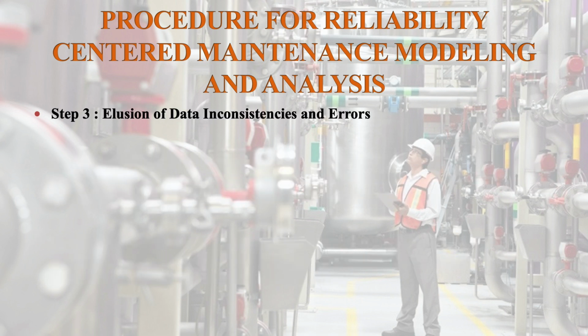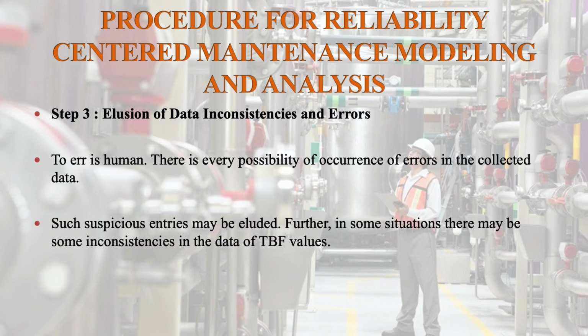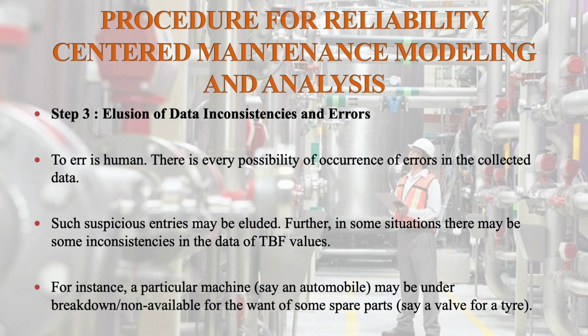Step 3. Elimination of data inconsistencies and errors. To err is human. There is every possibility of errors occurring in the collected data. Such suspicious entries may be eliminated. Further, in some situations, there may be some inconsistencies in the data of TBF values. For instance, a particular machine, say an automobile, may be under breakdown, non-available for want of some spare part, say a valve for a tire.